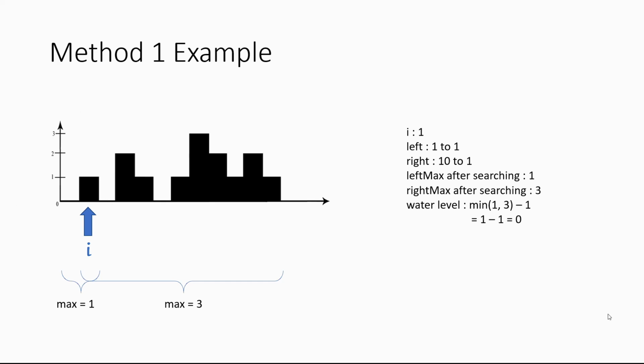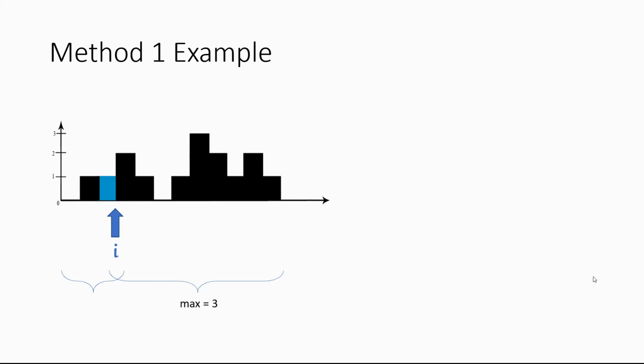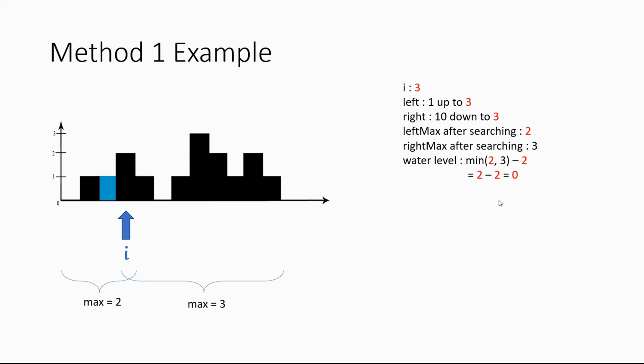Now we increment i to 2, and we find that the left max is still 1 and the right max is still 3, but now the value at the current position is 0. So therefore, using our formula, minimum of 1 and 3 minus 0 will give us 1, which is the amount of water at the current position of the array. Now we have to keep doing this for the rest of the array. For i equals 3, we find that the left max is 2 and the right max is 3. So using our formula, minimum of 2 and 3 minus 2 will give us 0. And that is the water at the current position.